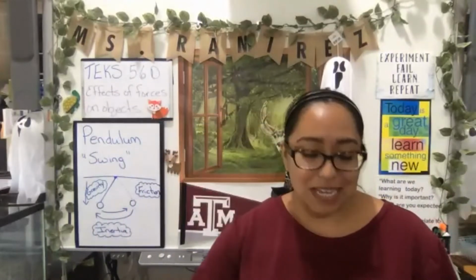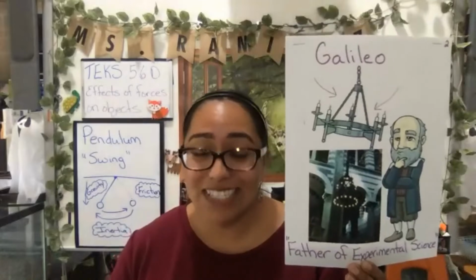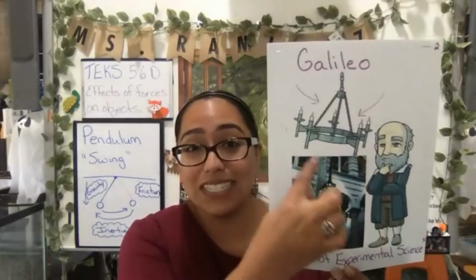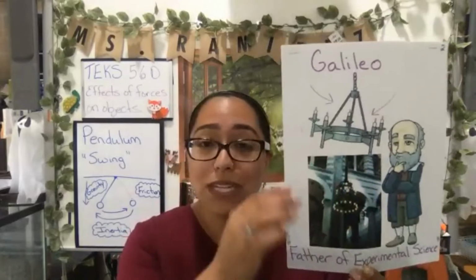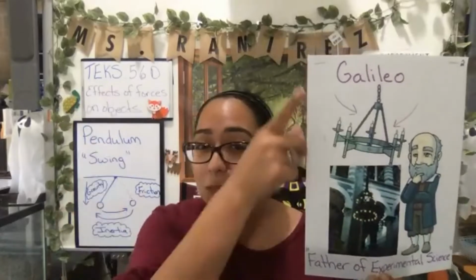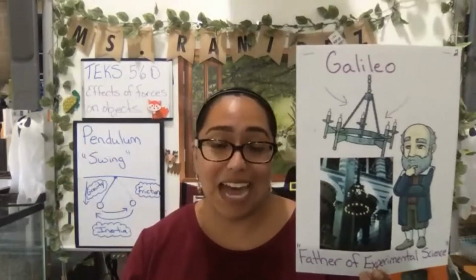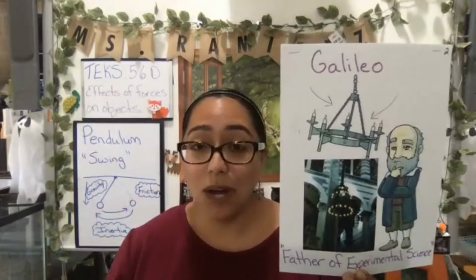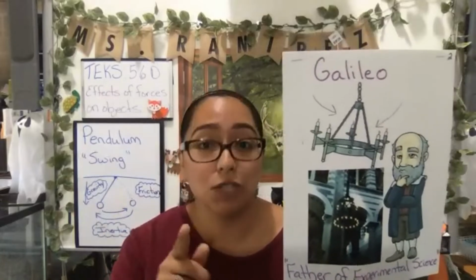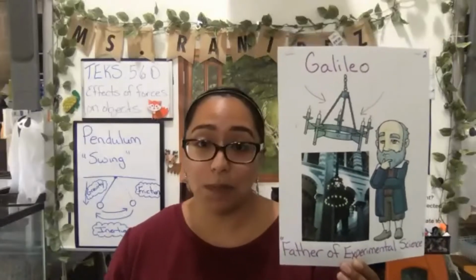Now, a quick little history behind the pendulum. The story goes that in the 1500s, a scientist named Galileo was sitting in church and he happened to notice that the chandeliers were swinging back and forth. Now, he noticed sometimes they were doing these really big swings and sometimes they were doing little swings. And he wondered, why is that? Now, being the good scientist that he was, he actually created his own experiment to study the swinging motion of objects. We now know Galileo as the father of experimental science.